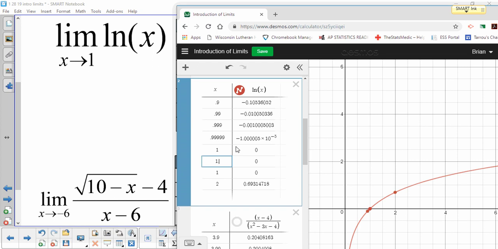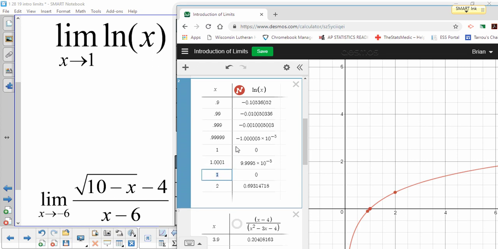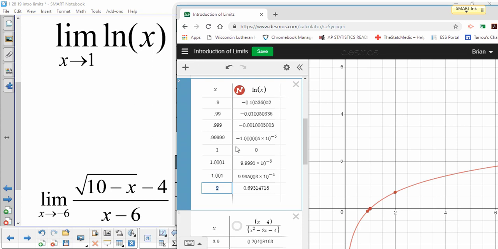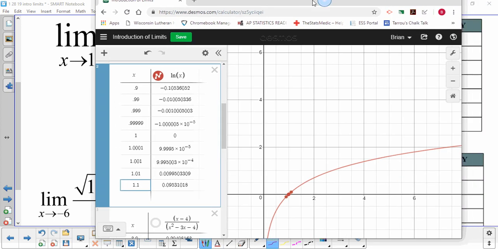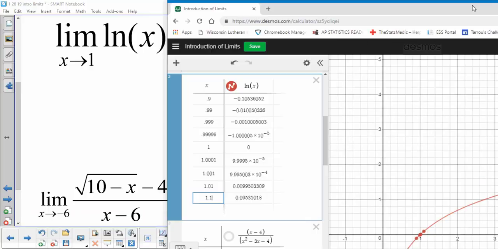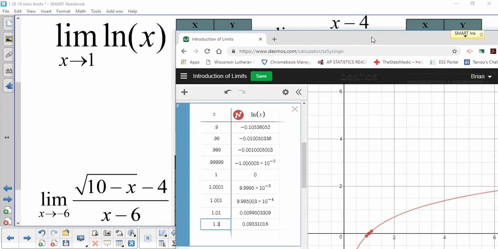If we go 0.0001, 0.001, 1.01, and then 1.1, you can see that, yes, also, as we get closer and closer to 1, it is going to 0. Okay? Well, yeah, we can see that in the graph as well. All right, so that's that one.